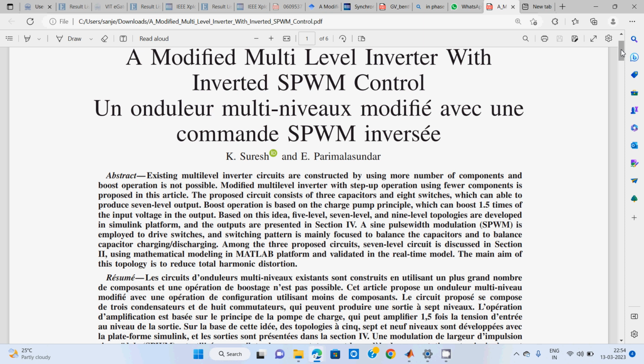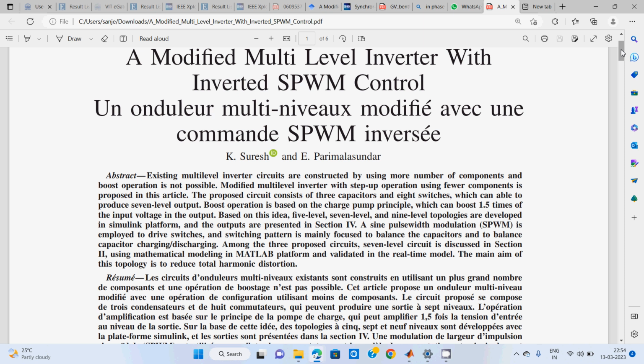So in this paper we discuss the modified multi-level inverter. Apart from the cascaded, flying capacitor and diode clamped designs, we are using a novel multi-level inverter. So what is the advantage of this modified multi-level inverter? I will tell you each and everything.